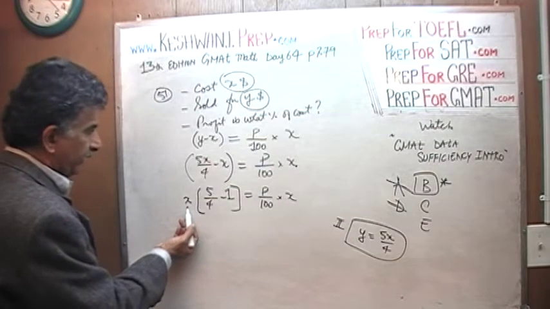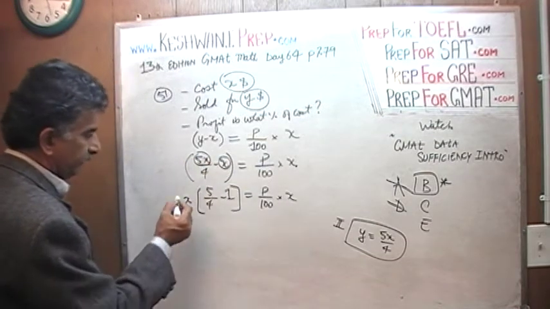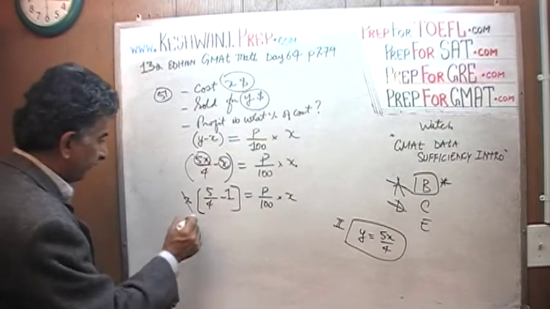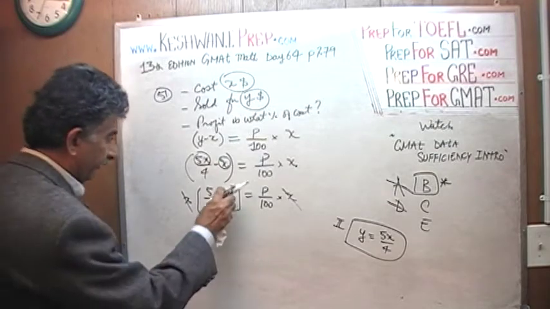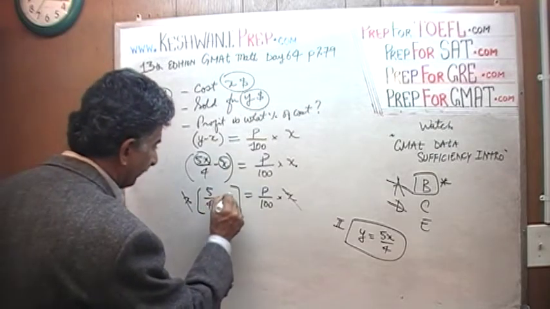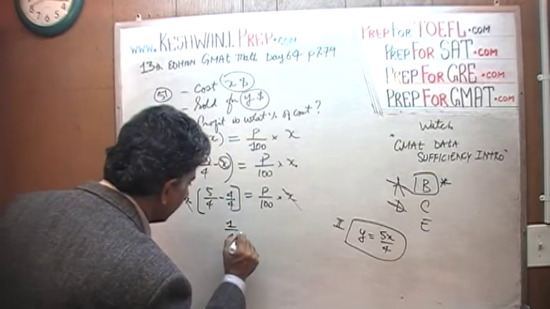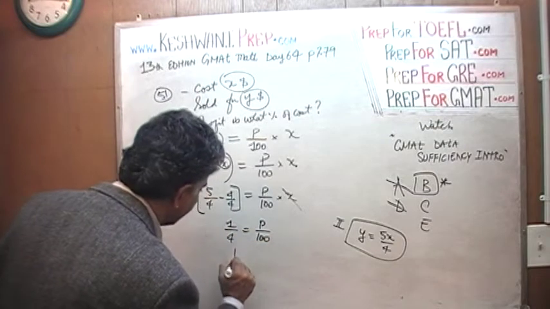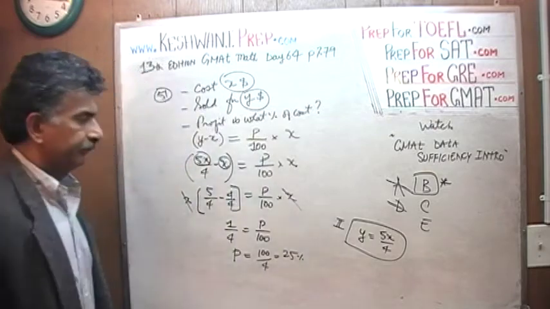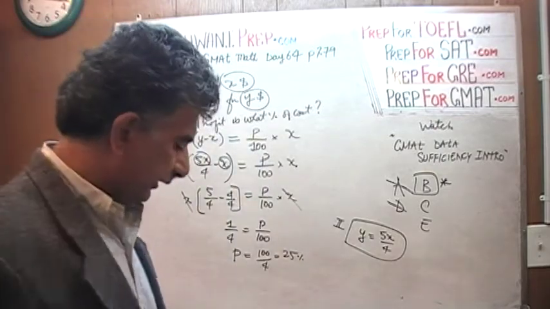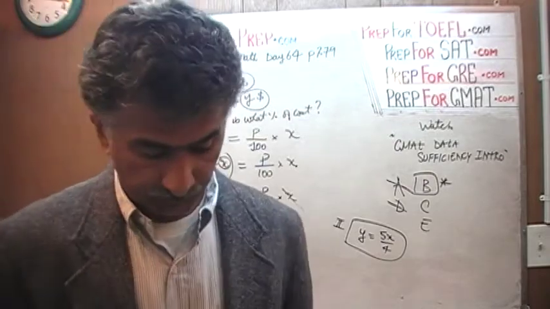So now we have x taken out from this part and from this part. Here we have x on the other side. If you divide both sides of the equation by x, x drops out. 5 quarters minus 1, and 1 is the same as 4 quarters. 5 quarters minus 4 quarters is 1 quarter. So 1 quarter equals P over 100, and therefore P equals 100 over 4, or 25%, which is what we said in the beginning. And as you can see, it is enough information. So that's it. Answer is B, as we said a long time ago.